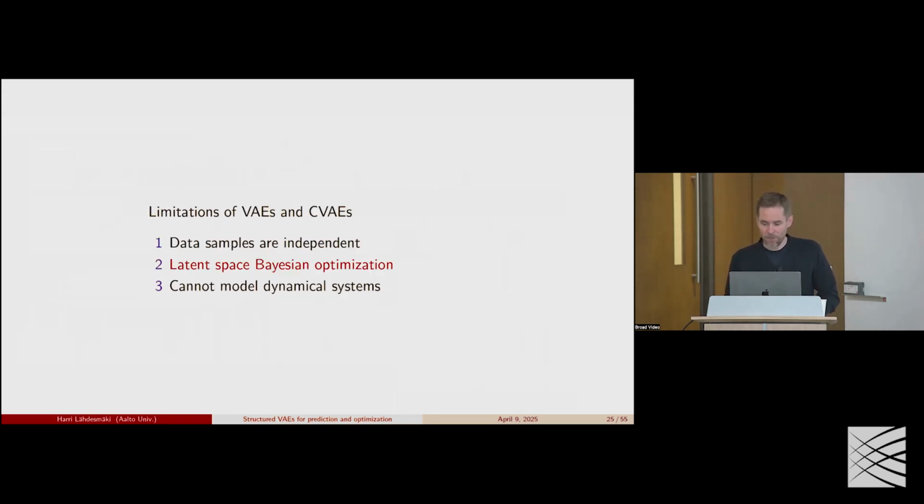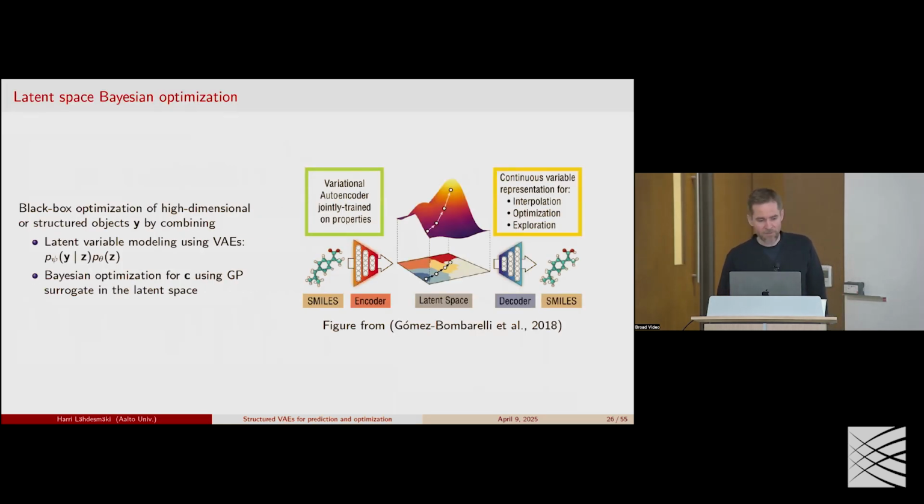Okay, the second part will be a little bit shorter, but focuses on using these latent variable models for Bayesian optimization. And you may be familiar with the concept of latent space Bayesian optimization. So it's a kind of a way to do black box optimization of high dimensional or structured objects, by combining latent variable modeling, typically a variational autoencoder, as well as Bayesian optimization for some specific feature of interest using a GP surrogate in the latent space.